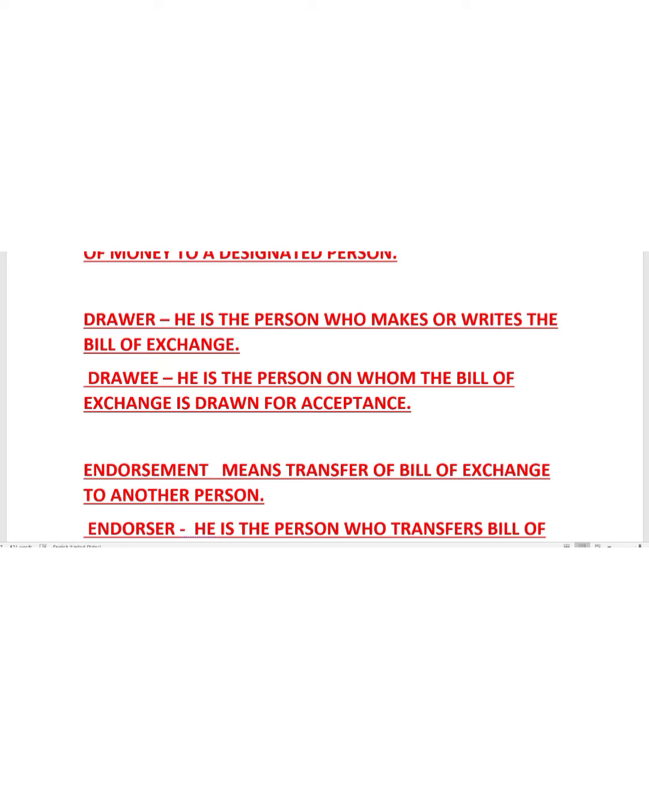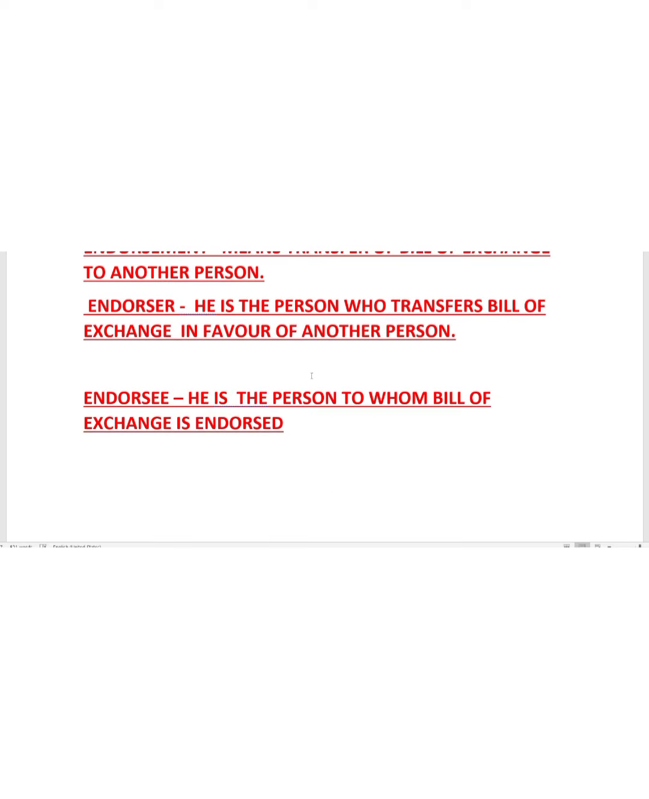Two parties are there, seller and buyer, and in endorsement one more party is involved, known as the endorsee. The seller is transferring the bills of exchange to a third person. Who is endorser and who is endorsee? Endorser is the person who is transferring the bills of exchange, and endorsee is the person who is receiving the bills of exchange from the endorser.